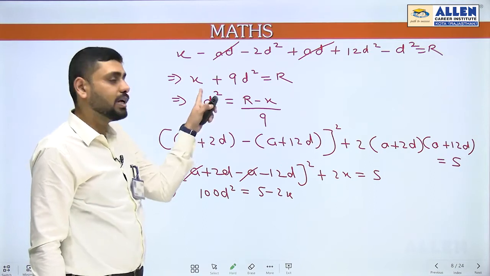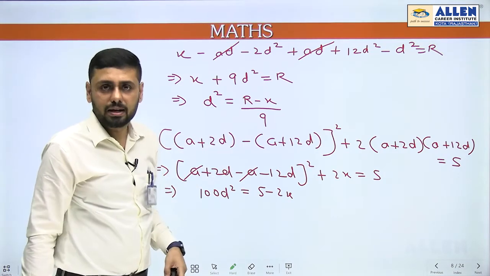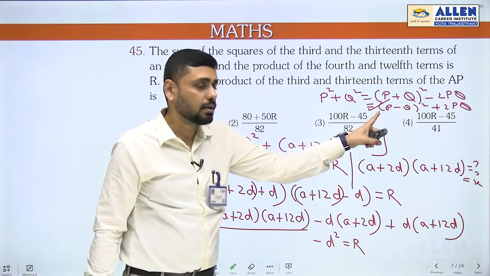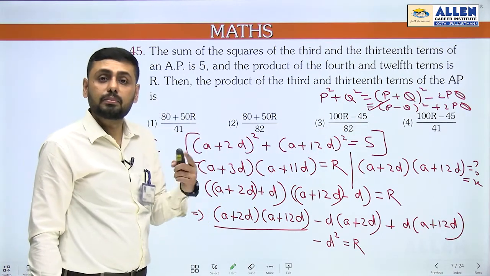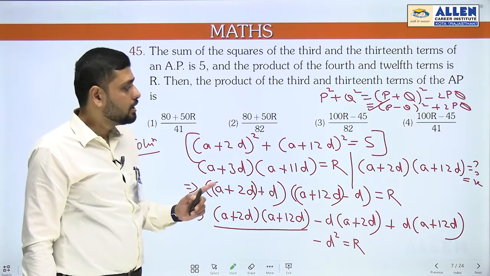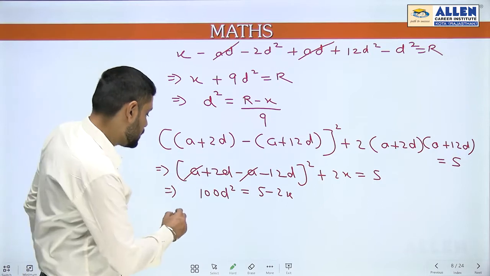That's why we have taken the value of d square in terms of r and x, because we need to find the value of x, and you can see from the options that they are in terms of r. So we require x and r, but we don't require d square. So that's why we are removing d square. So what will we get?